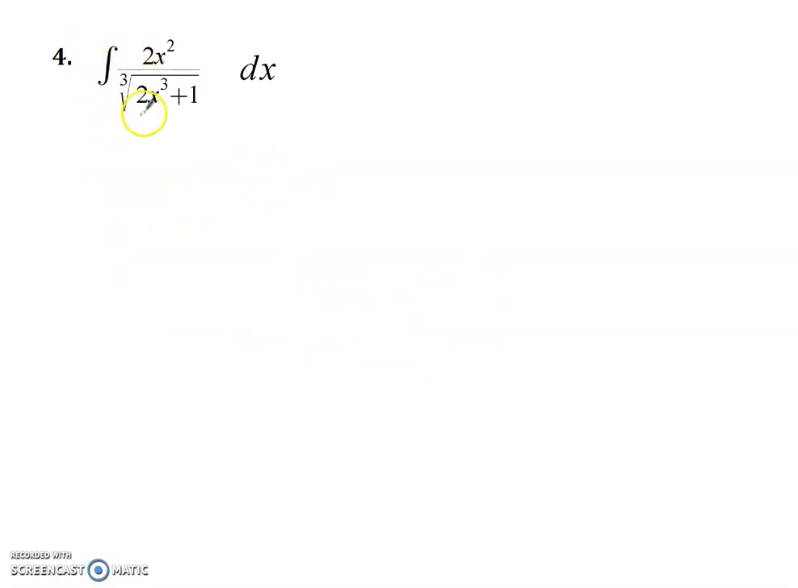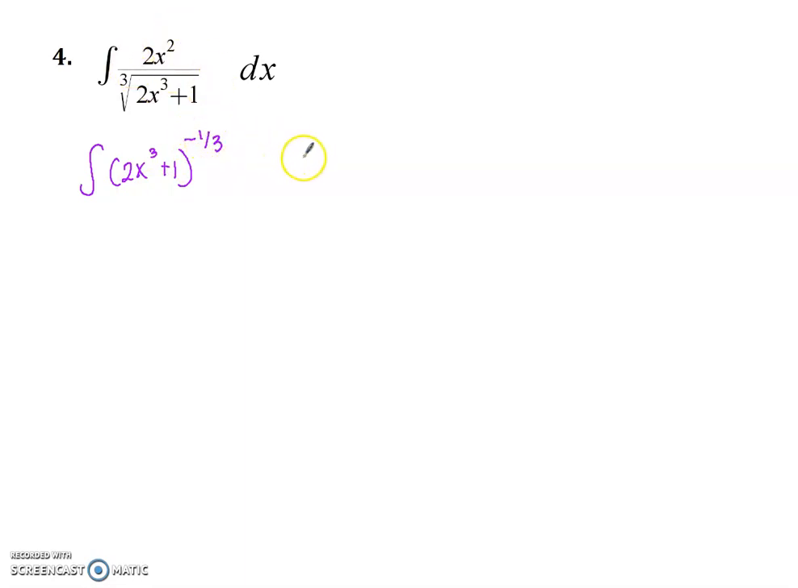So now in this one, we have a cube root. So we've got 2x squared over the cube root of 2x cubed plus 1. Again, the part inside the root is always going to be u. So I'm going to take the 2x cubed plus 1. Cube root would be an exponent of 1/3, so since I'm moving it up, it's going to be negative 1/3.